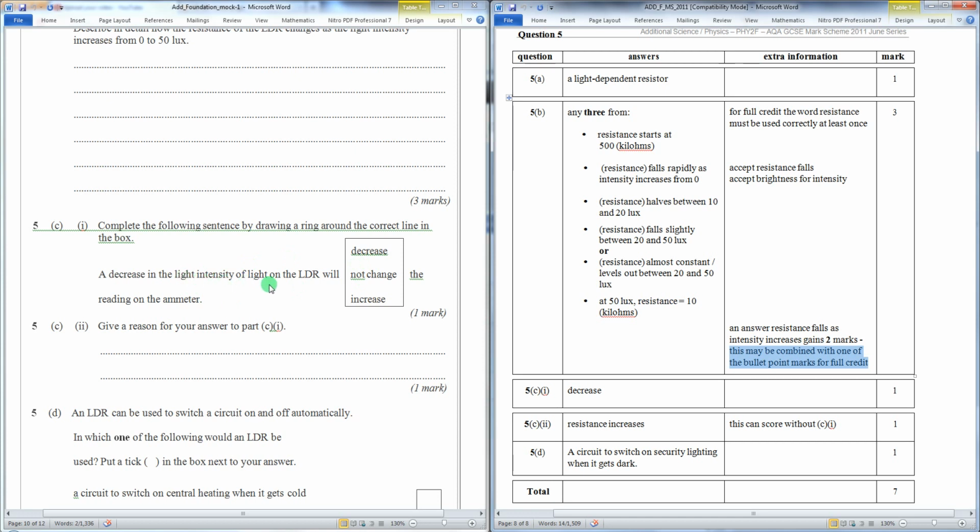A decrease in the light intensity of the LDR will decrease the reading on the ammeter. And we've just talked about the reason. Give the reason for that previous question is the fact that the resistance increases.